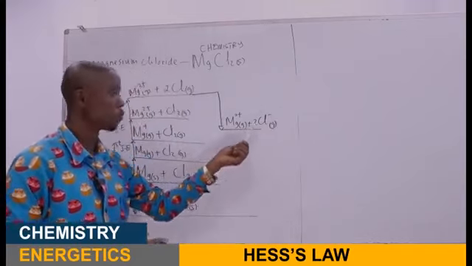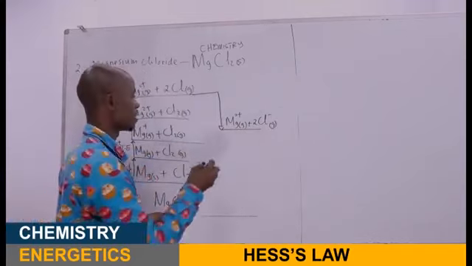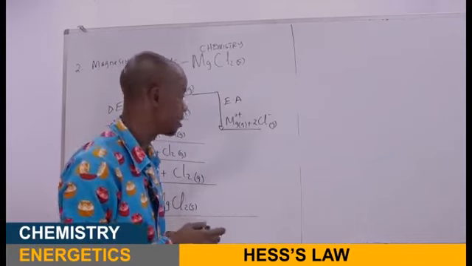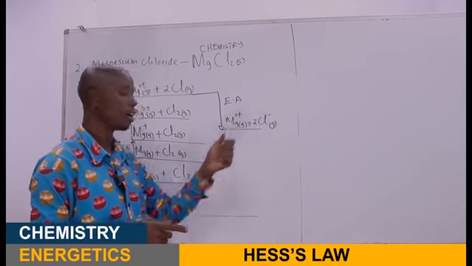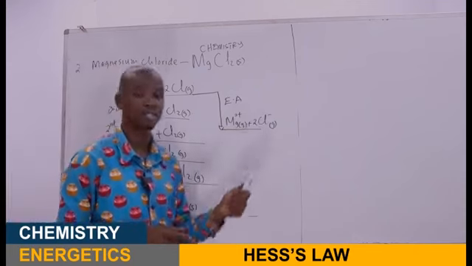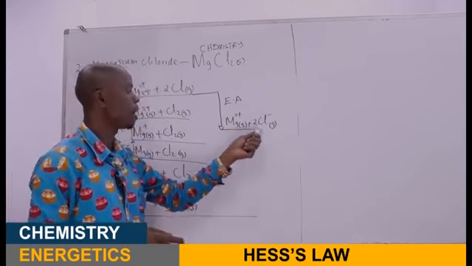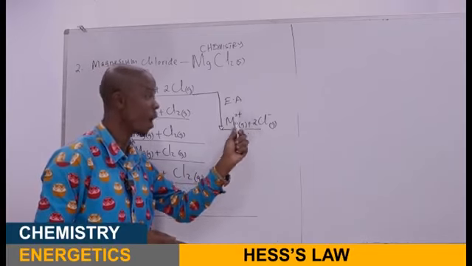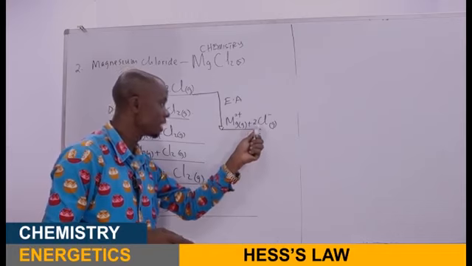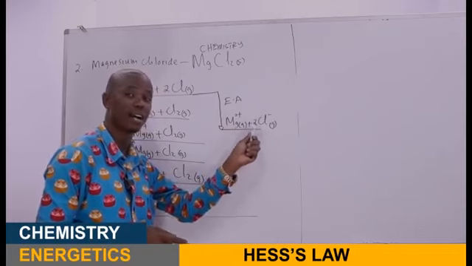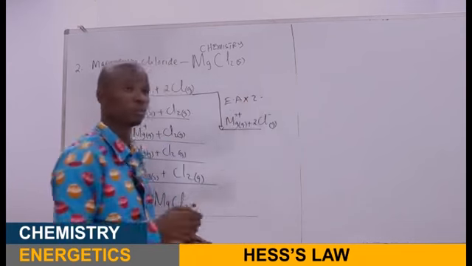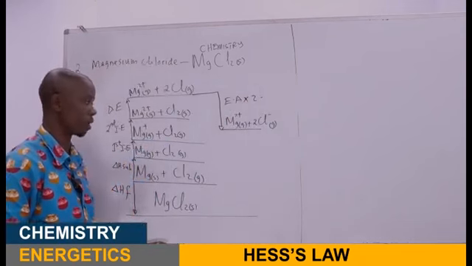Now, this process of gaining an electron is electron affinity. Electron affinity is the energy released when 1 mole of a gas gains an electron. Now, here remember, there are 2 moles of chloride ions, not 1. If you forget to multiply by this number here, you're going to get wrong results. So you multiply by 2. It is important for you to know that.